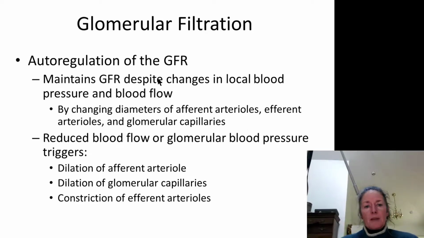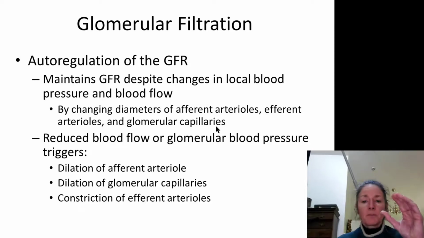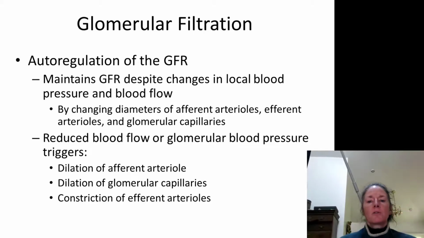So obviously we want to maintain our glomerular filtration rate. So there could be local blood pressure changes or blood flow changes. So we can change the diameters of afferent and efferent arterioles. We can also change the diameter of the glomerular capillaries. Remember those intraglomerular mesangial cells. They can help change those glomerular capillary diameters. So we can reduce or increase blood flow.